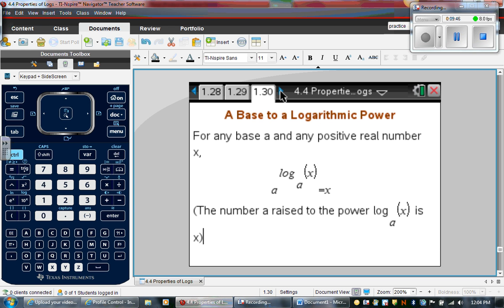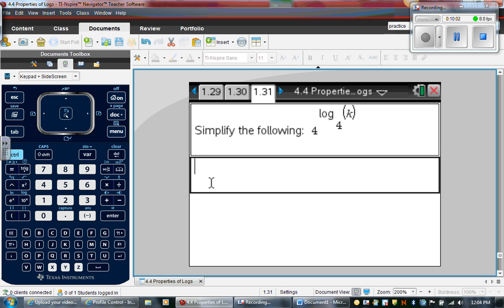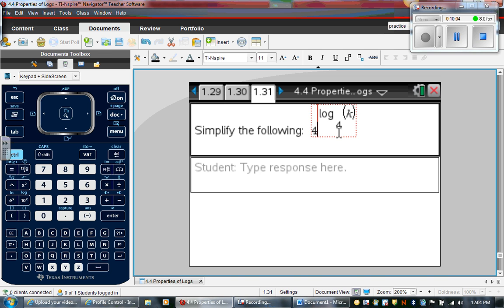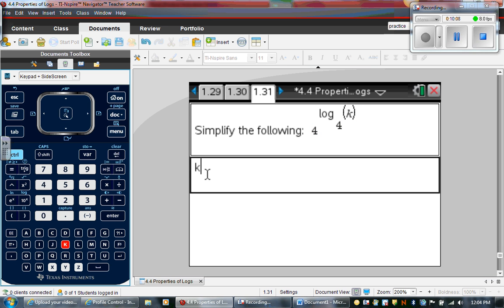All right, so now let's go in the opposite direction. If we're given a base of a raised to the log base a of x, if the base of the exponential function and the base of the logarithm are the same, we're simply left with what's inside the log. So we've got 4 to the log base 4 of k. Since these two values are the same here and here, this is simply going to equal k.